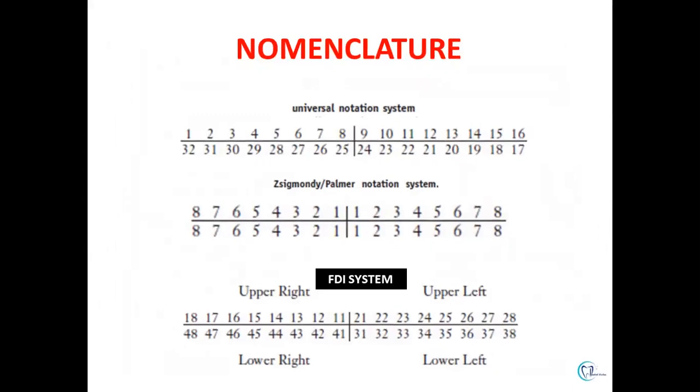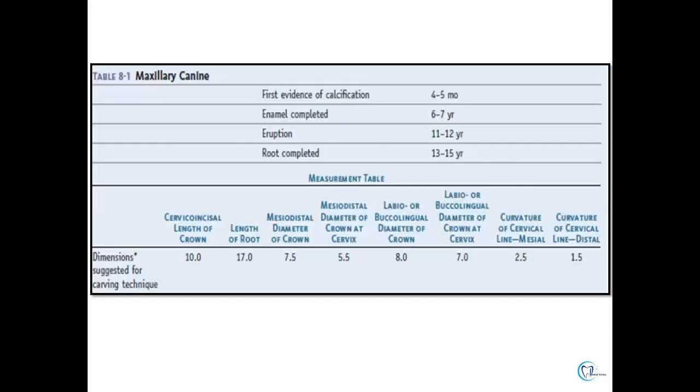Coming on to the nomenclature, in the universal notation system, it is denoted as 6 and 11. In the Zsigmondy and Palmer notation system, it is denoted as right side 3 and left side 3, and in the FDI system, it is denoted as 1.3 and 2.3.